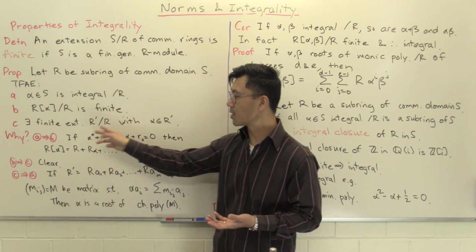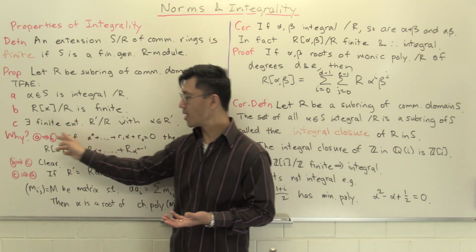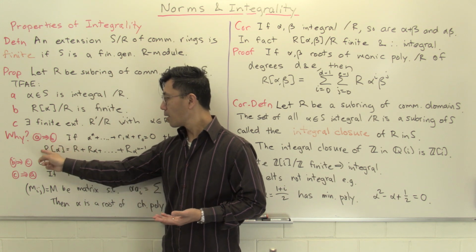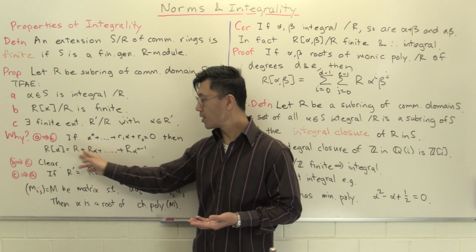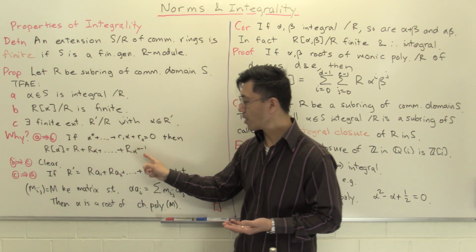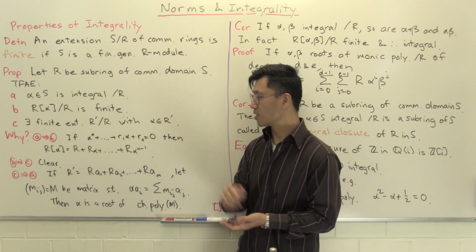Okay, so you can keep using this, and eventually you'll see that every polynomial in alpha with coefficients in R, you can rewrite as a polynomial in alpha of degree at most n minus 1 because of this equation.